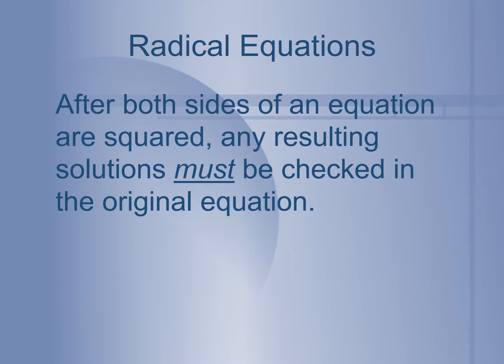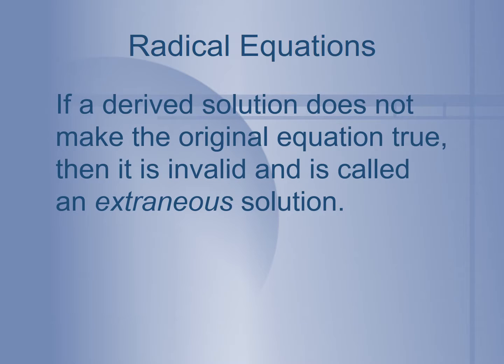After both sides of an equation are squared, any resulting solutions must be checked in the original equation. Check them, and after you check them, if the solution does not make the original equation true, we call that solution invalid, and it's called an extraneous solution. Notice the word extra there. An extraneous solution does not make a true statement when it's plugged into the original equation.